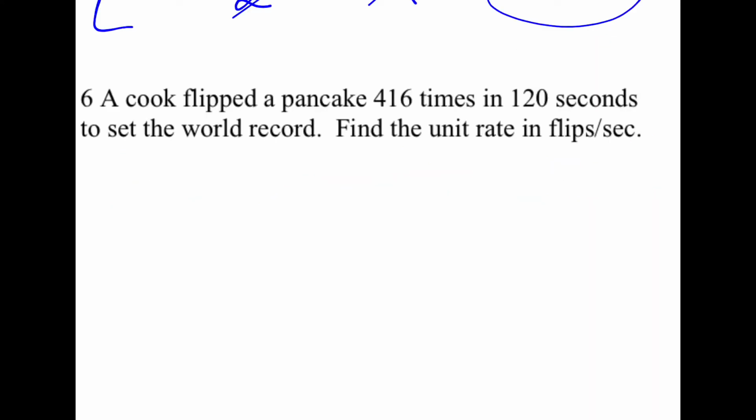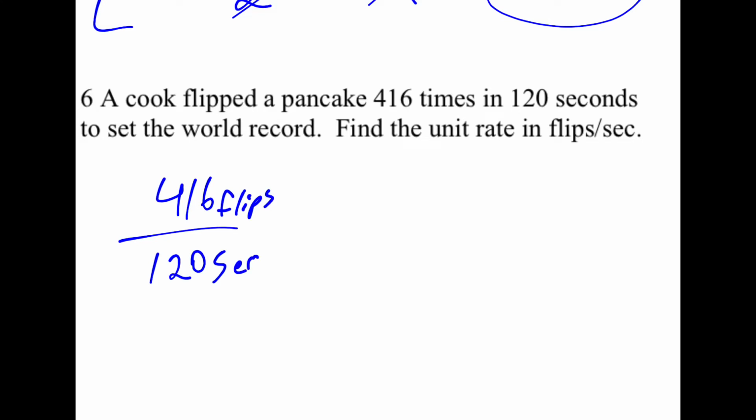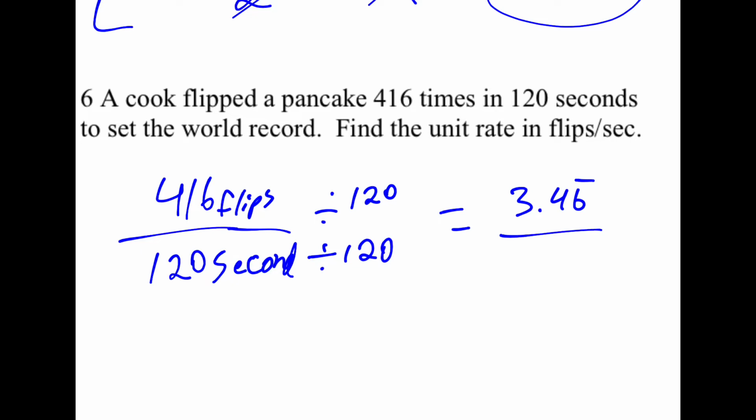If a cook flipped a pancake 416 times in 120 seconds, and they want the unit rate, I'm going to put flips per second. We just want to modify this so that the bottom number is 1. So we can divide the top and the bottom by 120. And our new value is 3.46 repeating over 1. And that's how many flips per second.